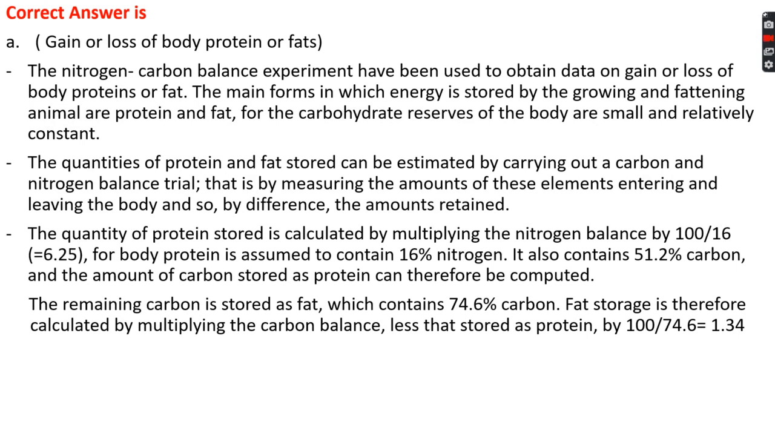In this method, the amount of carbon and nitrogen entering the body and leaving the body is calculated, and by getting the difference, the amount retained in the body is calculated. The quantity of protein stored is calculated by multiplying the nitrogen balance by 6.25, since body protein is assumed to contain 16% nitrogen. Similarly, the amount of fat stored in the body is calculated by multiplying the carbon balance by 1.34, because fat contains about 74.6% carbon.